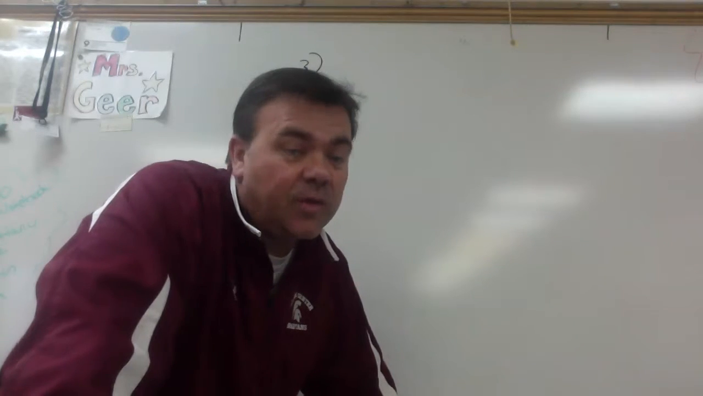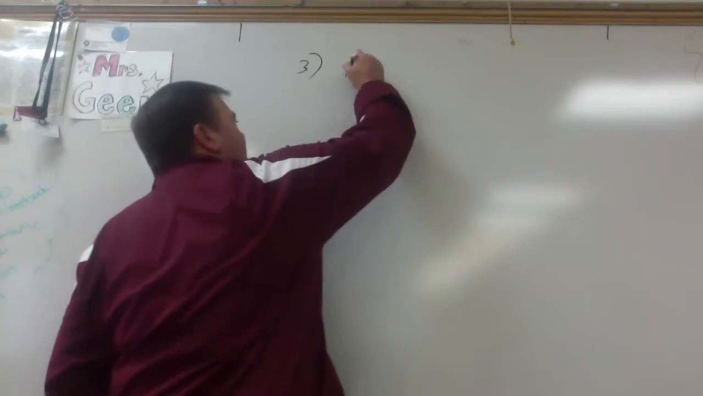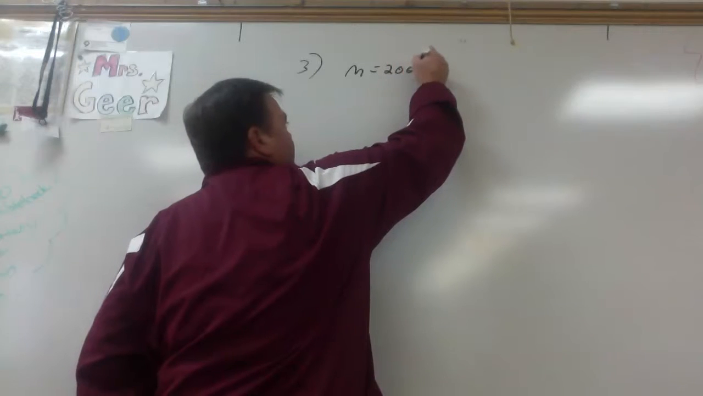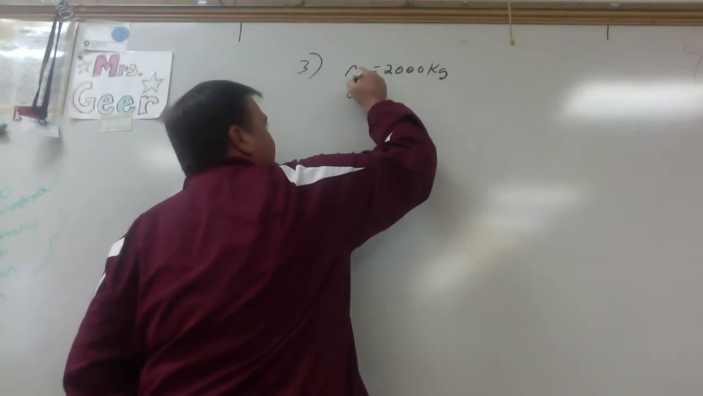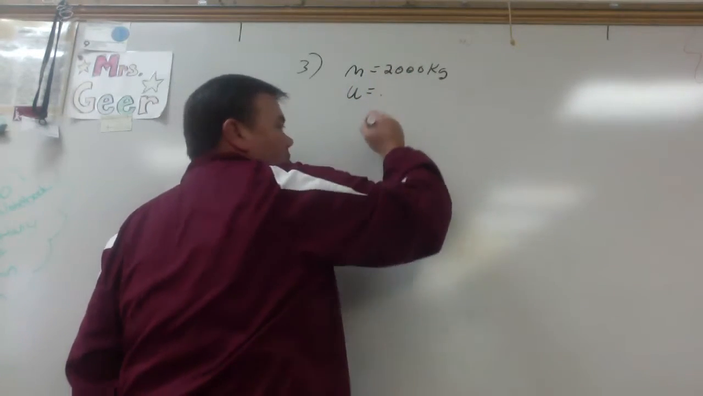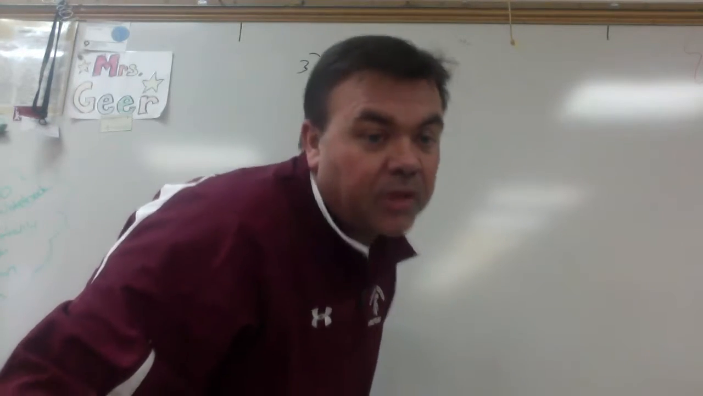Number 3, calculate the acceleration of a car that has a mass of 2,000 kilograms, a coefficient of friction of 0.32, and an engine produces 4,000 newtons. Oh, we got to write all this down. Mass, 2,000, right? Coefficient of friction, 0.32.